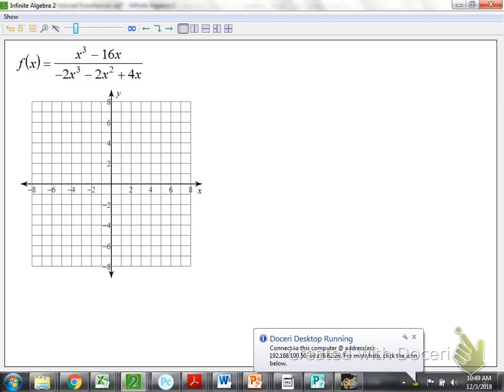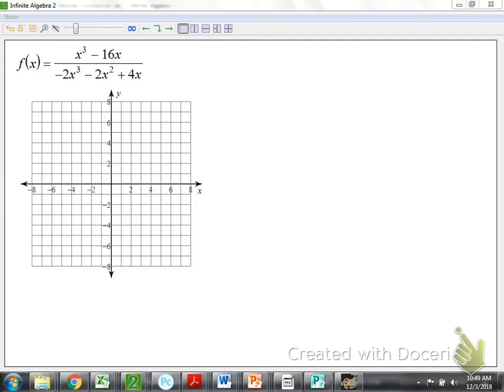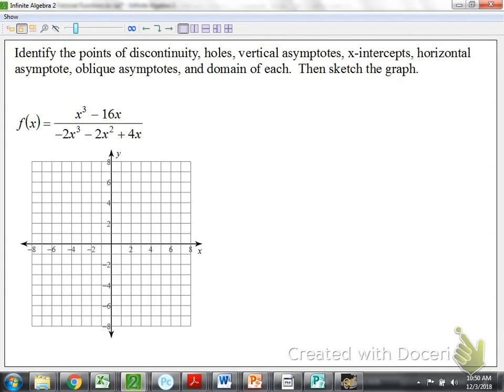All right, so this is the first example on the sheet, and it's actually a little bit more of a complicated example. So we're going to dive right in with one that has a little bit of everything. We're going to go back through our notes here and find all the important stuff. Let's look at the directions. The directions say to identify points of discontinuities, holes, vertical asymptotes, x-intercepts, horizontal asymptotes, oblique asymptotes, domain of each, and then sketch the graph. So we're going to use all of this information to sketch the graph.